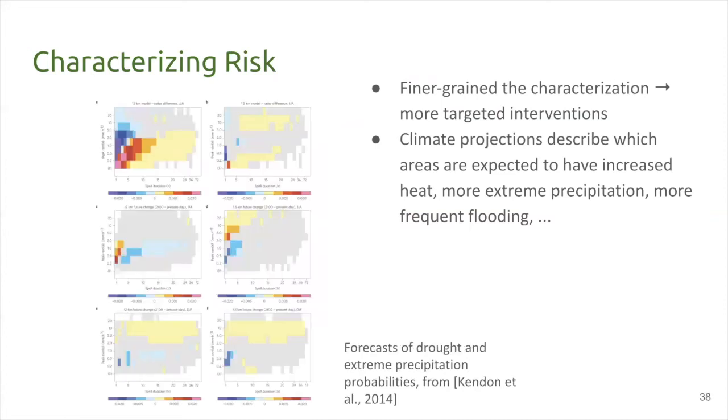Here's another example of characterizing risk, also linking these basic climate projections to their localized impacts. What it's showing are the risks for drought and extreme precipitation events in England, right? So you can understand the joint probability for what could be very damaging scenarios.